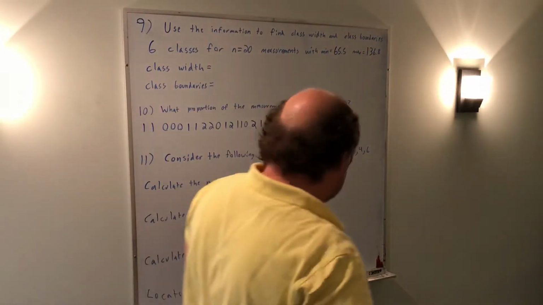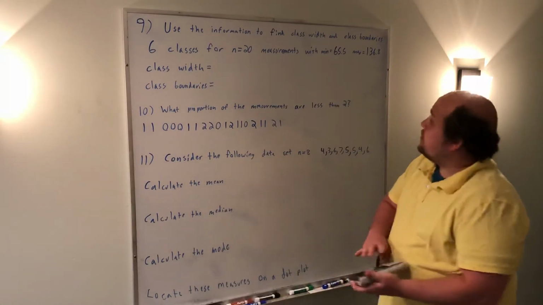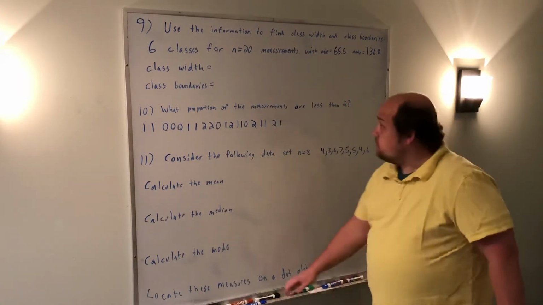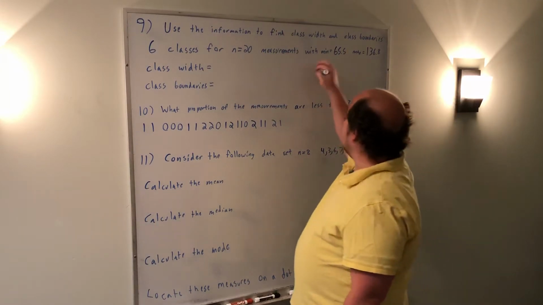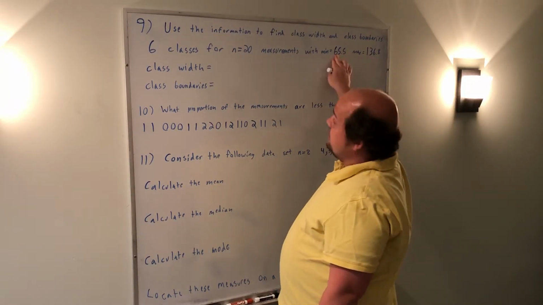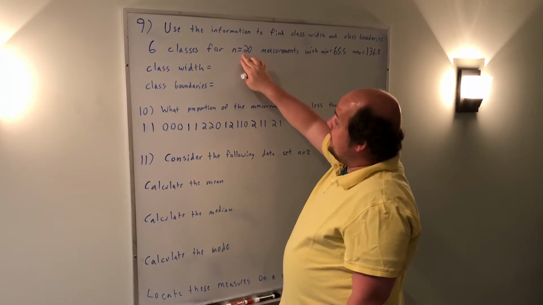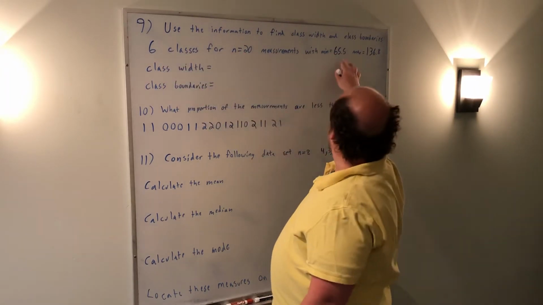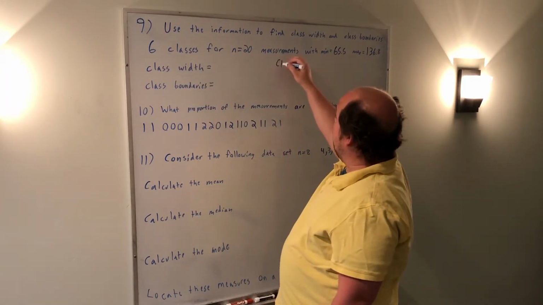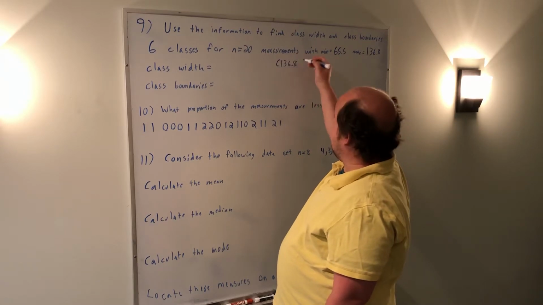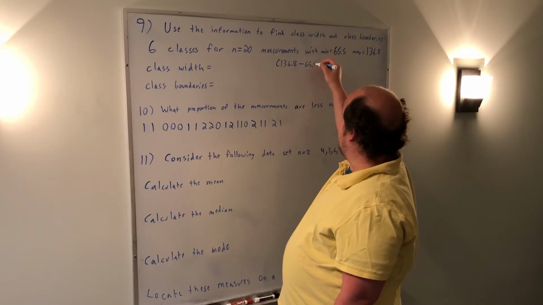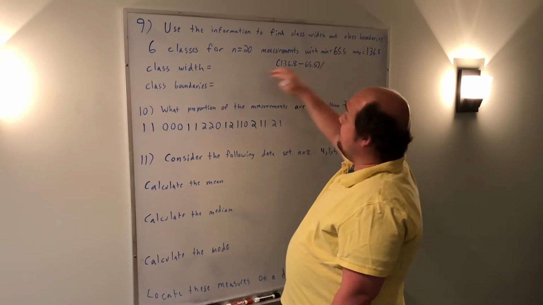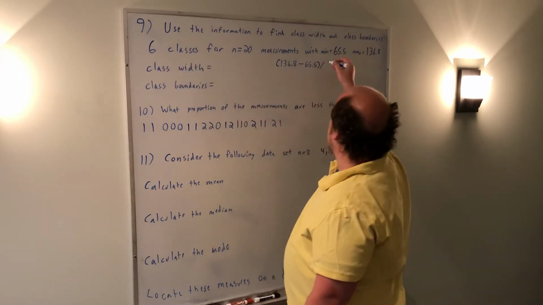Question 9 asks me to calculate a class width and class boundaries. So what I need to do for my class width equation is take the maximum minus the minimum, divided by the number of classes. The maximum in this case, 136.8, minus the minimum, 65.5, divided by the number of classes, 6.